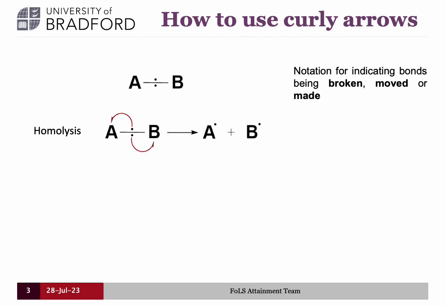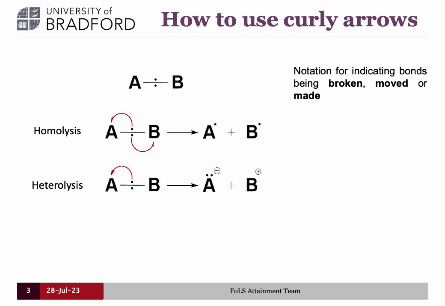Then the other way we can break the bond is heterolysis. Here, both electrons have moved to become the exclusive property of A. Overall, A has gained one electron, so now has a negative charge, and B has lost one electron, so is now positively charged. A full arrowhead has been used, showing the movement of a pair of electrons.